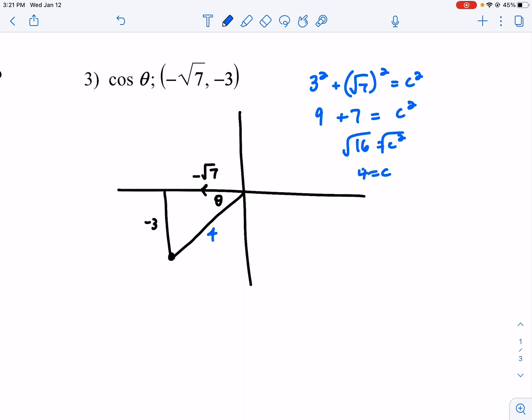At this point, when I go to actually find my trig value, I'm going to pay attention to those signs because they do help me. If I follow my signs specifically, I'll be able to get the right sign for my trig value. So the cosine here would be adjacent over hypotenuse, which is negative radical 7 over 4. And that is my answer. Cosine should be negative here. This is where x is negative. So that's why that is the appropriate sign there.